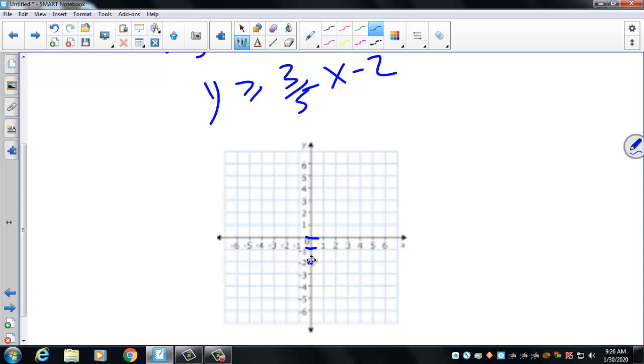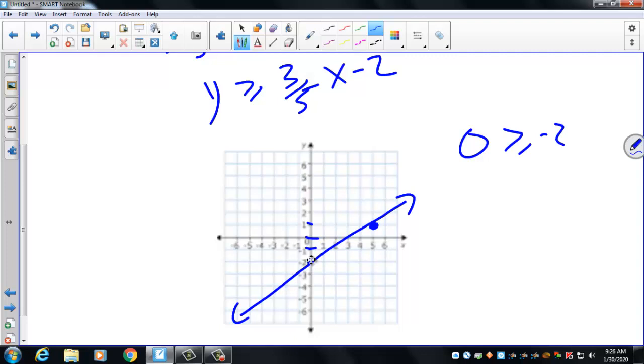1, 2, 3 over 5. Solid line. Now, from here, if you're going to plug in 0, 0, is 0 bigger than negative 2? Yes, so you would shade the top side.